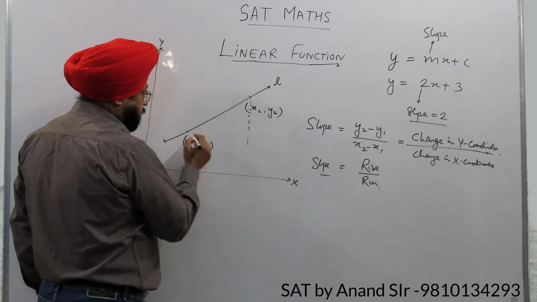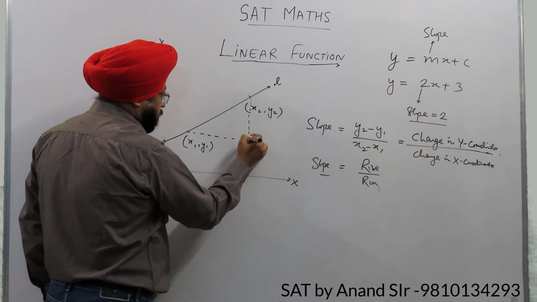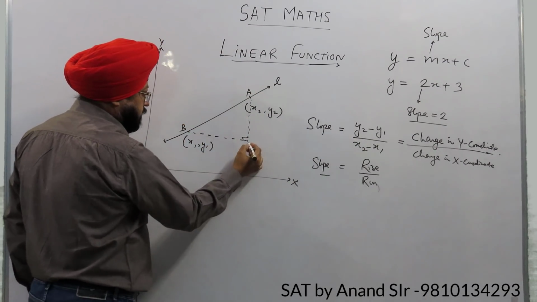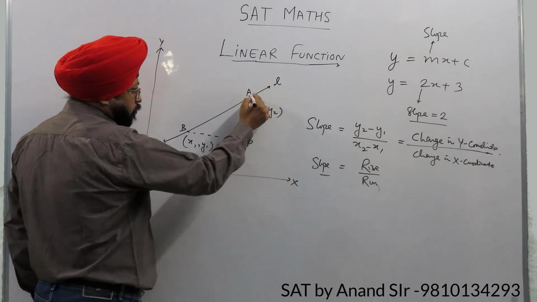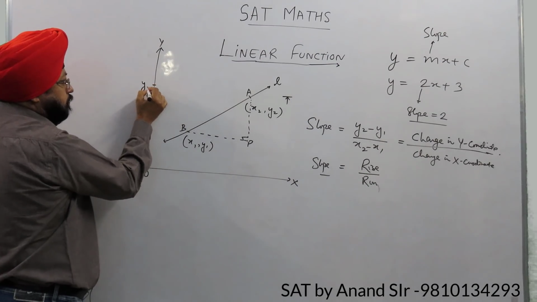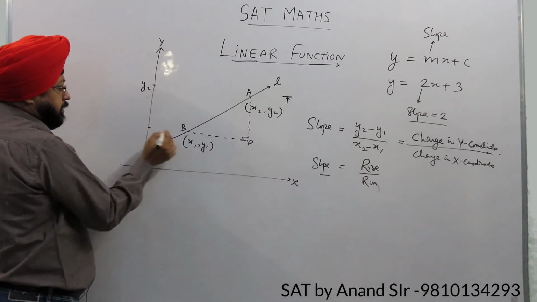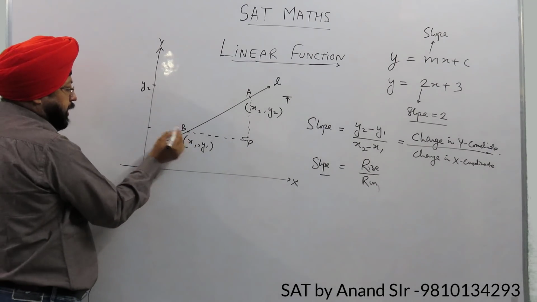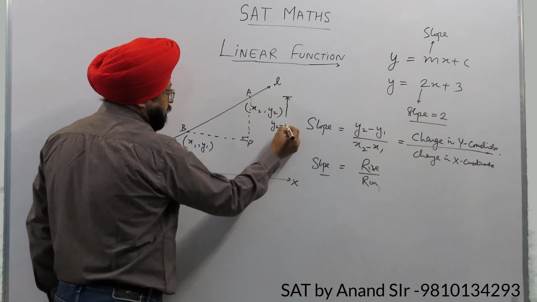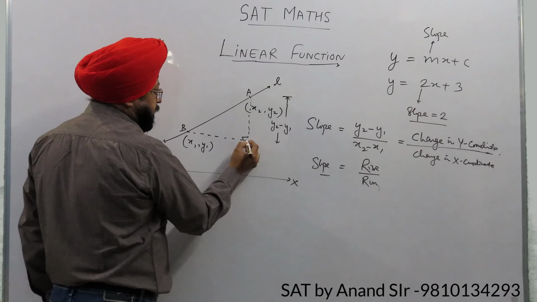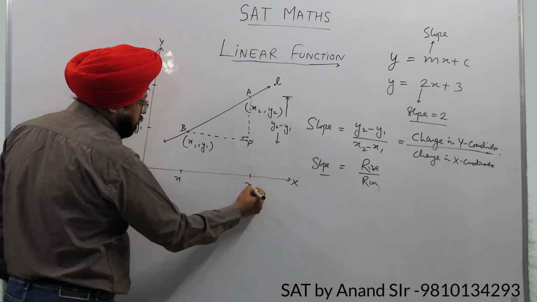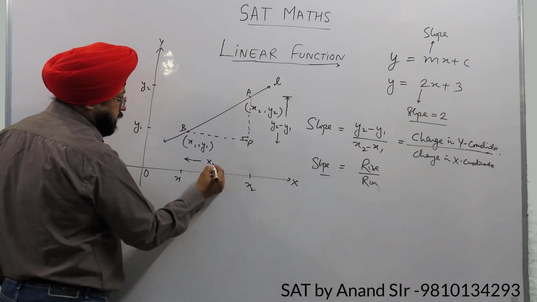Rise over run means: let us take this point as A, this as B, and this as P. Then what is AP? This particular point A on the y-axis is y2, and the y coordinate of point B is y1. So the rise AP will be y2 minus y1, and similarly here it will be x1 and x2. So, BP is given as x2 minus x1.